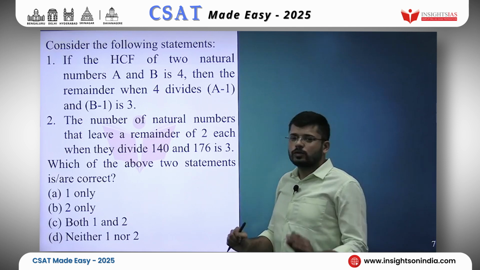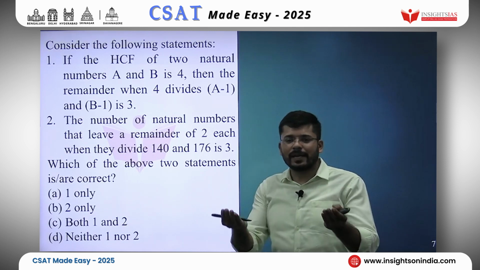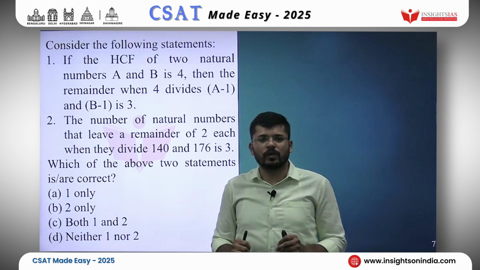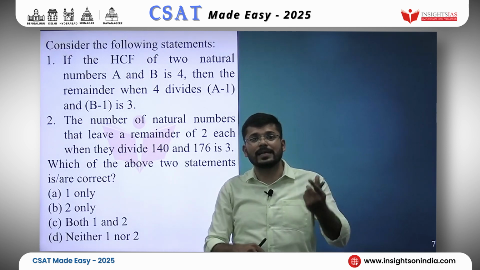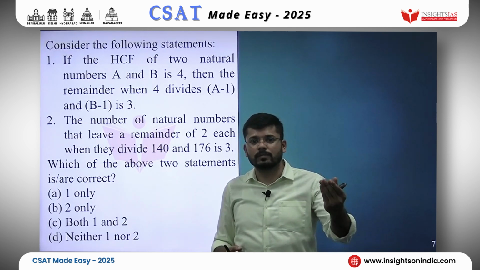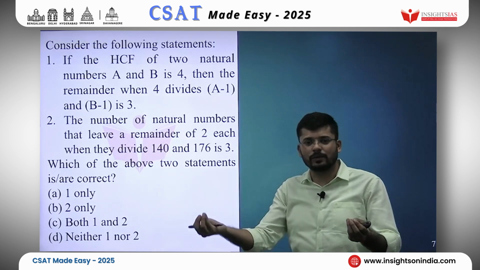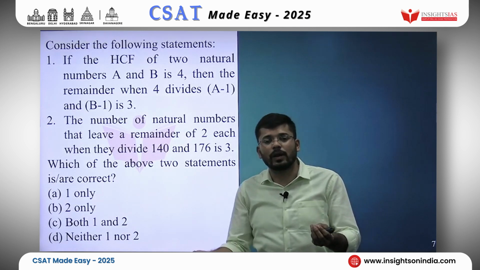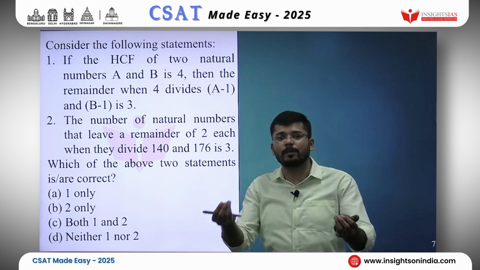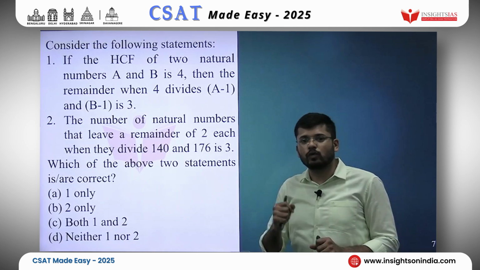Okay. So what are they telling us? They are telling us that if there are any two numbers whose HCF happens to be 4, and if 4 divides a minus 1 and b minus 1, if there are two natural numbers a and b whose HCF is 4 and 4 happens to be dividing a minus 1 and b minus 1, the remainder would be 3.